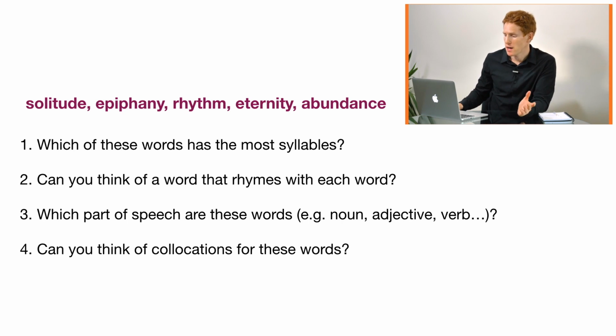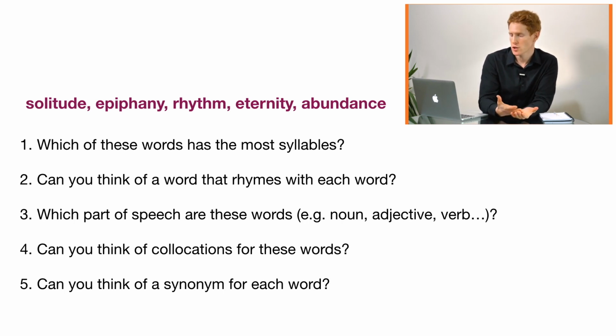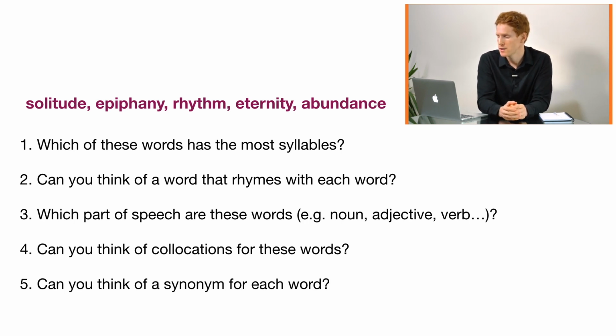And then finally we have a 5th question. Can you think of a synonym for each word? So a synonym is another word or phrase that means the same thing as these words. So instead of solitude, we can say alone, epiphany, realization, rhythm, flow, eternity, forever, and abundance, plenty. Again, you need to think of synonyms for your words, and you can either write them down or just think about them.